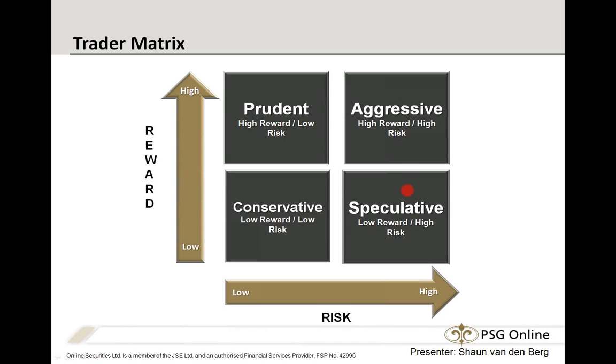In the bottom right-hand quadrant, we talk about being a speculator or a gambler. I call it being a gambler. This is where you want to go for low reward at high risk. Now that to me doesn't make sense. A lot of people do that.